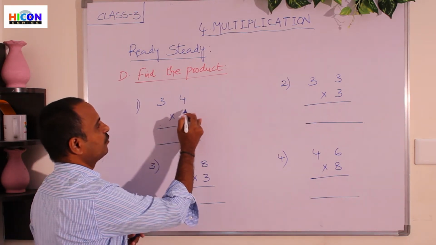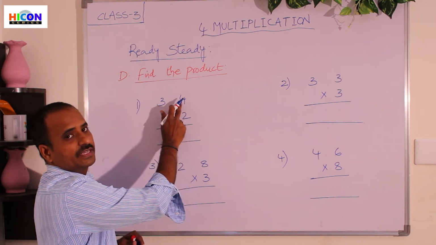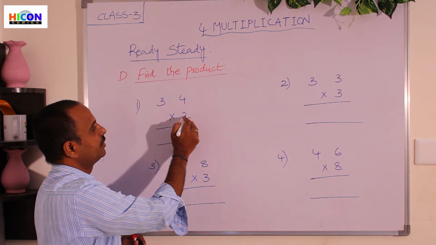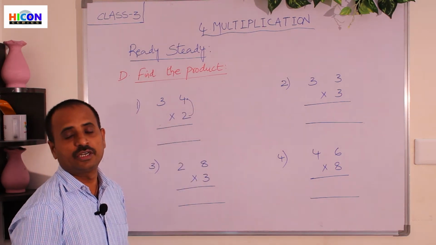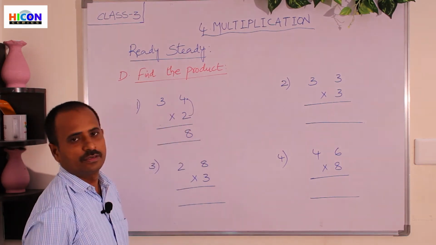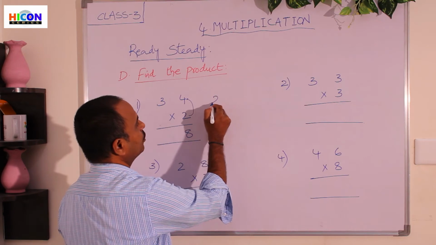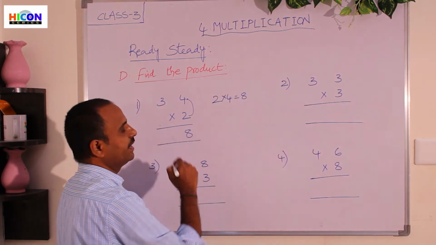First multiply the given digit with the ones place digit. So multiply 2 with 4. Children, 2 4s are how much? 2 4s are 8. So first multiply 2 with 4. 2 4s are 8. So write 8 here.